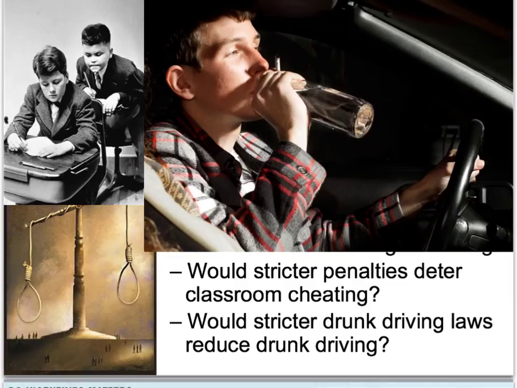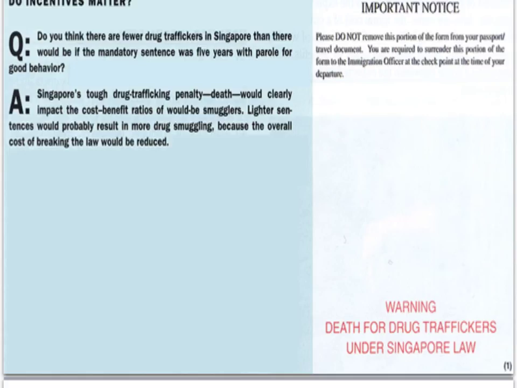Questions here. These are pretty common sense, but this is what we have to think about as economists. How do people respond to incentives? Would stricter penalties deter this kid from cheating on a test? Yes, right? What if the penalty was you were expelled from school if you cheat? This guy probably wouldn't do it. So yes. Drunk driving laws. If you were driving drunk and you were sentenced to life in jail, would we see fewer people drive drunk? And the answer probably would be yes. So people respond to incentives in predictable ways. You've probably heard it 1,000 times, Economics 101.